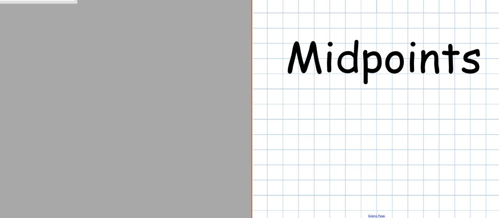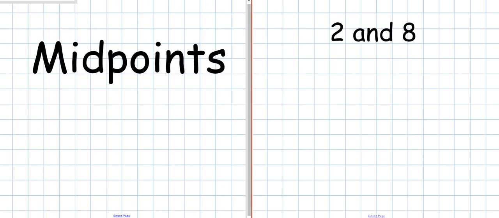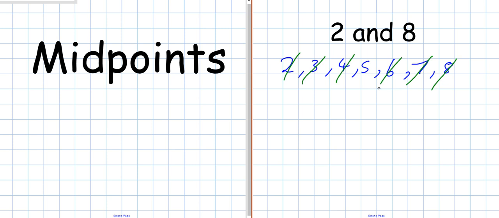But let's take it back a second and look at what the middle number of 2 and 8 would be. Now, there's a couple of different strategies you could use. You could write all the numbers out between 2 and 8, and then counting from either side, knocking off from either side, I'm left with 5, and so 5 would be my middle number.